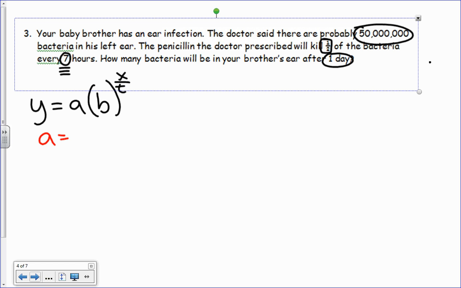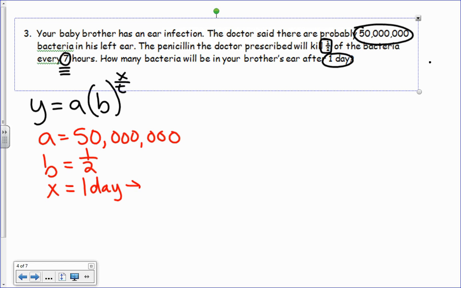So A is what we start with. That would be 50 million. B is our rate of growth or decay. And this is decaying. It's being cut in half every time. So half is the B value. X is our total time. The greatest amount of time in this problem is 1 day. But we're going to convert that into hours. 1 day is 24 hours. And then the time it takes to repeat is 7 hours. We converted the day into hours because the time it takes to repeat is in hours.